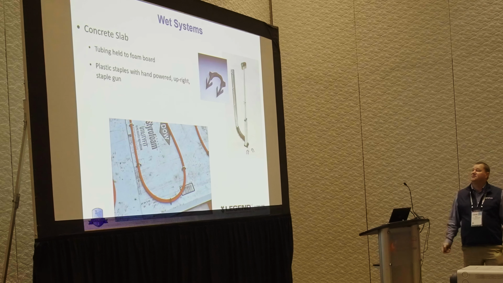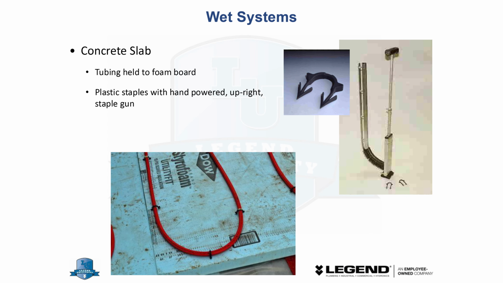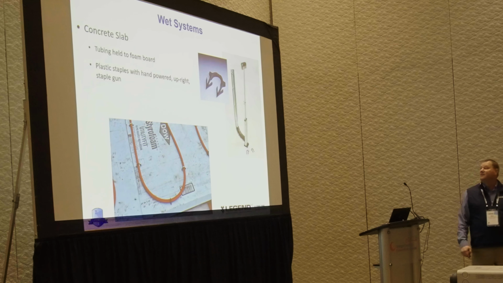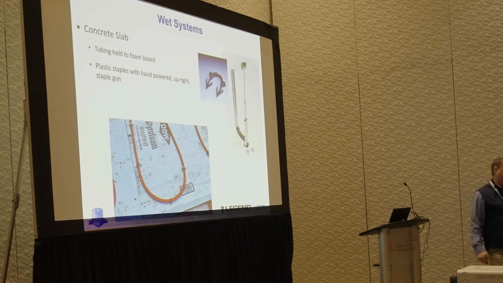You can do staples. Staples is a great way to go. You're going to go ahead, lay all the tubing out. Rather than putting it onto the wire mesh, you're going to put it under the wire mesh. You're going to staple it to the foam. The cement guy can go back and put his wire mesh on top of that. It's perfectly fine. This is a lot faster than bending over and doing zip ties or wire ties.